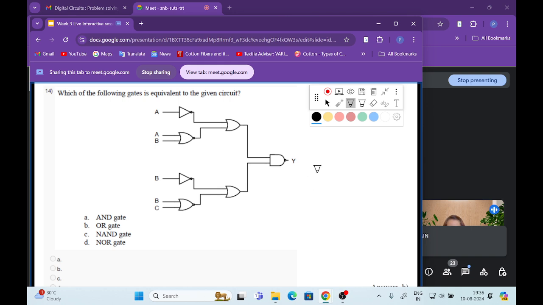So A plus B, which gate is it? That means it is ORing. That means this is going to be OR gate only. So option B is the correct answer.